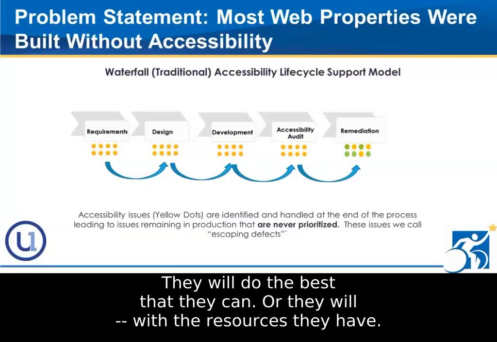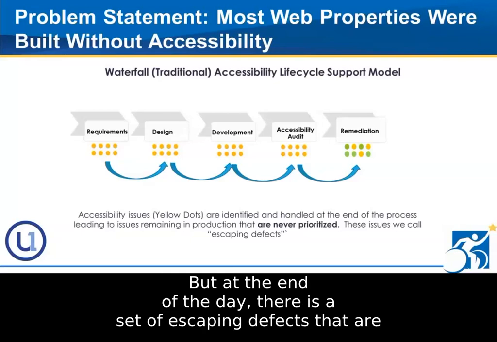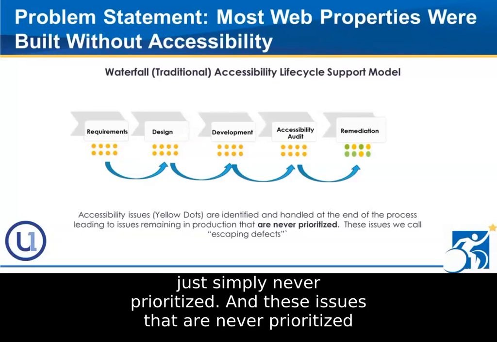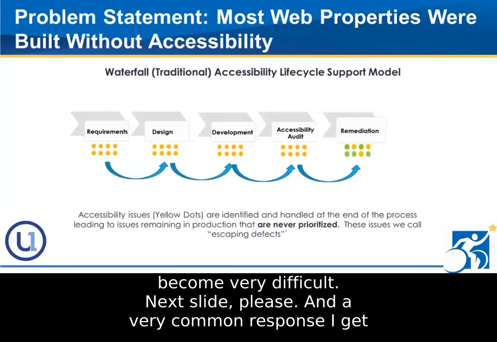They will do the best that they can, or they'll do with the resources they have, or do the best they can with the time that they have. But at the end of the day, there is a set of escaping defects that are just simply never prioritized. And these issues that are never prioritized become latent problems for people with disabilities that become huge and become very difficult. Next slide, please.